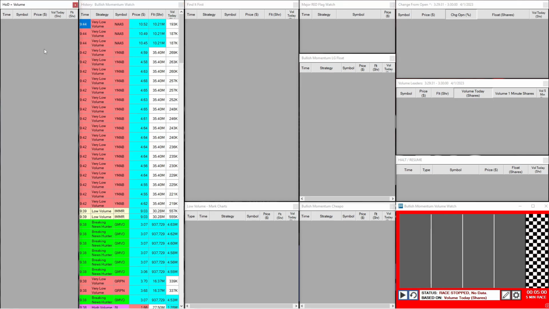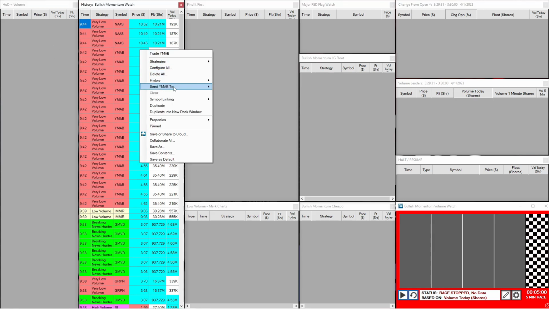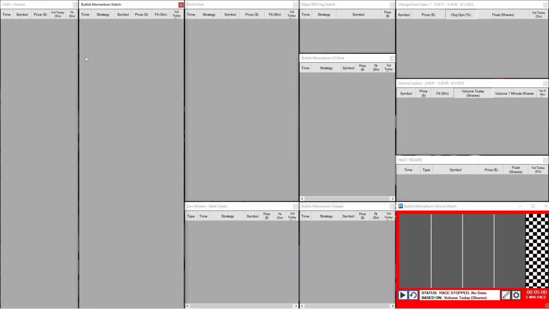And these two scans, again, are my two favorite scans. These are the scans I'll be watching pretty much all the time during regular market session. If I'm here at the computer, that's what I'm looking at.